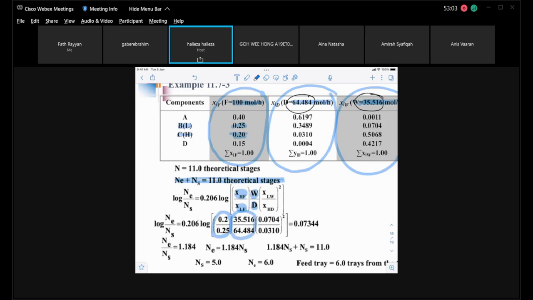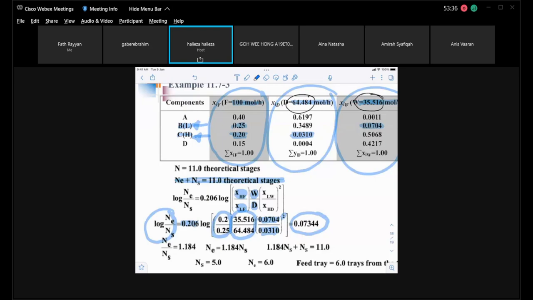Now, for the next bracket, the light key in the bottom. The light key in the bottom is 0.0704. That's that value. And the heavy key in the distillate is 0.031. So that's 0.031 to the power of 2. Everything is there. If you're going to use log, then both sides will be log, multiplied by 0.206. This whole thing will be 0.07344, equal to that value.